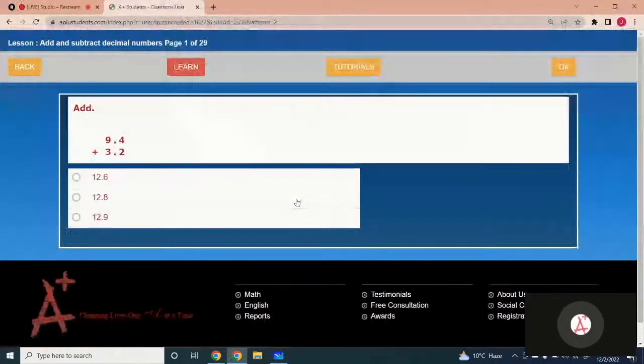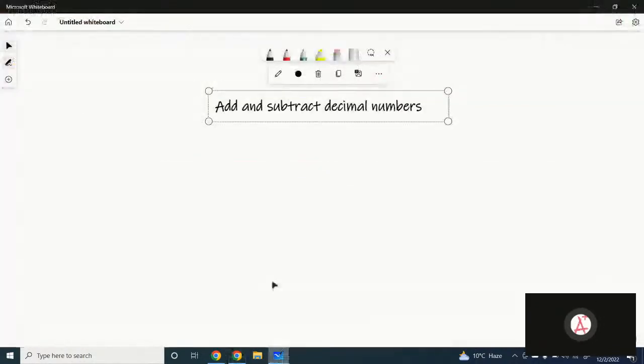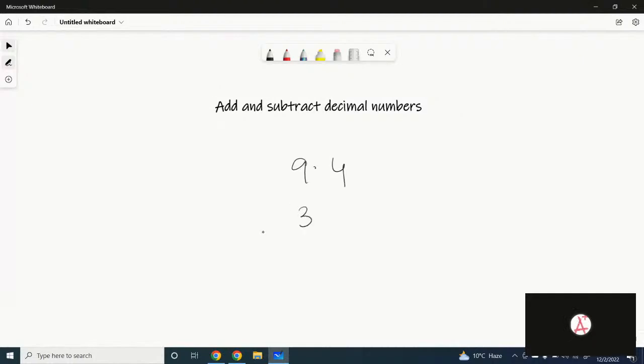Okay, you have to add 9.4 and 3.2. So which is the correct option? I suppose you know how to add because you are in grade 6, just 9.4 plus 3.2. Just write the numbers. They are aligned to the decimal point. Decimal point must be on the same line.